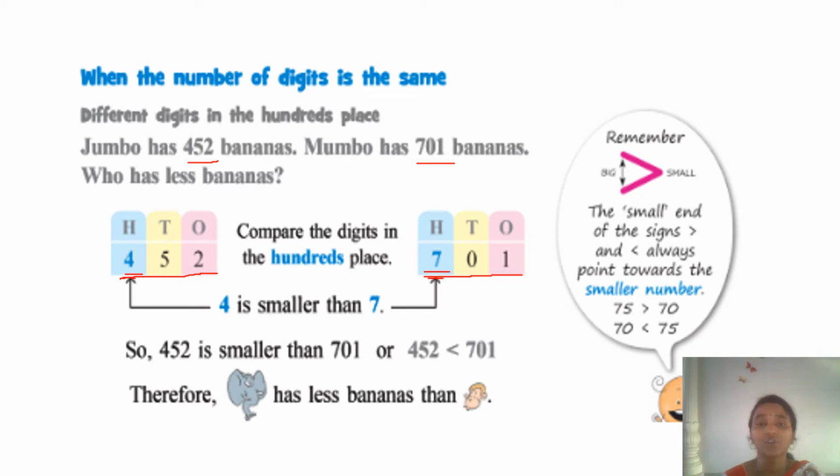So which is smaller? 452 is the smaller. And this is called the smaller than sign, or less than sign. Therefore, Jumbo has fewer bananas than Mumbo. And always remember, the bigger number will always come on this side, the mouth open side, and the smaller number will always come this side, means the sharp edge side.